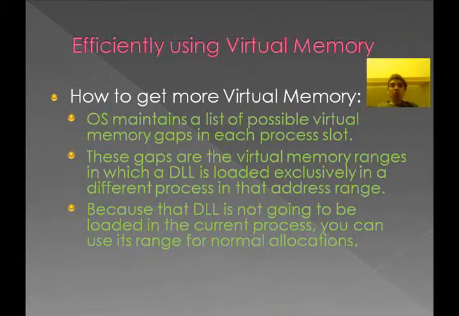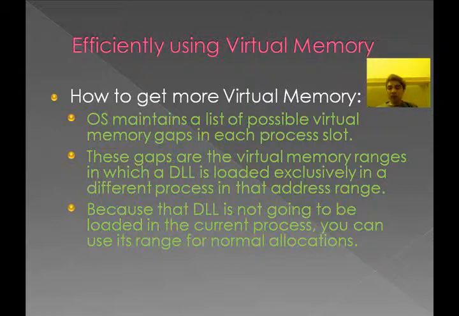Okay, so how do we get more virtual memory? The trick here is that the operating system maintains a list of possible virtual memory gaps in each process. So how does it happen? You have lots of DLLs, and all these DLLs are loaded by this process. If we know that a particular DLL is exclusive, you just need to tell the system that this DLL is exclusive.